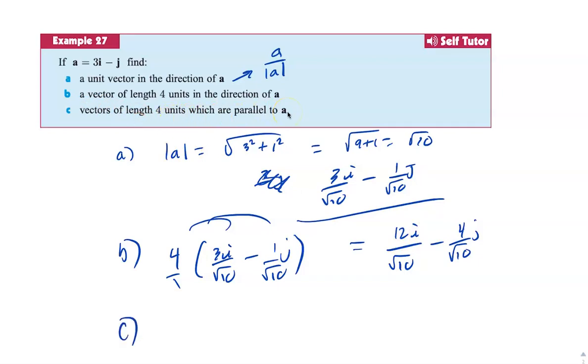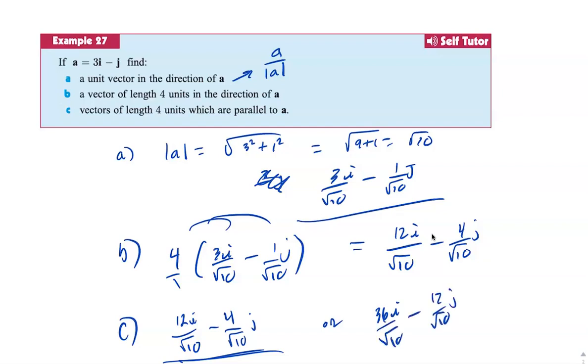What about a vector of length 4 units which is parallel to a? Remember, I've said this before, if you want parallel, the easiest way is just copy it. It's the exact same answer. I want a vector of length 4. It used to be length 1, and I multiply by 4. This goes in the direction of a. Parallel means you just multiply this answer by any number you want. Most people just multiply by 1. That's the easiest answer you have, since technically these are parallel to each other, going in the same direction. Or if you want to be more fancy about it, multiply this by any number you want. I don't know, 3: 36i over rad 10 minus 12j over rad 10. And that's how you find a unit vector in the direction of a certain value.